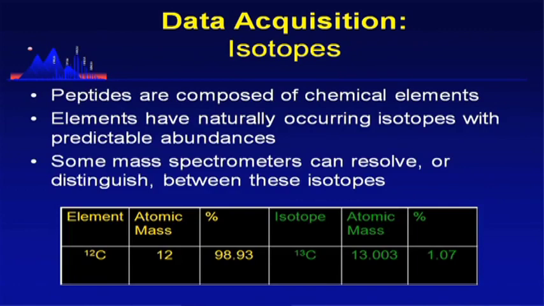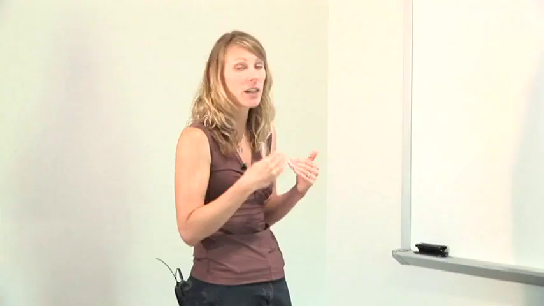So I want to talk quickly about some key terms when we're thinking about mass spectra. And the first one is isotopes. So we know that our peptides are composed of chemical elements. All of our elements have naturally occurring isotopes with predictable abundances. And our mass specs can resolve or distinguish between these isotopes. And the isotope we're most concerned about is carbon, or C13. So 1% of all naturally occurring carbon is C13. So C13 differs from C12 by a whole Dalton in mass. Okay, so we are going to see that.